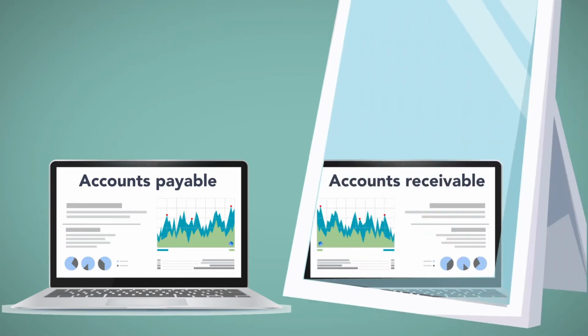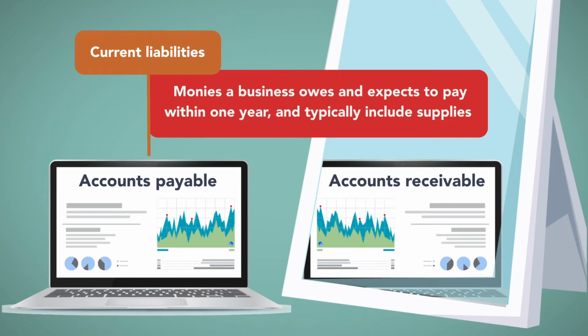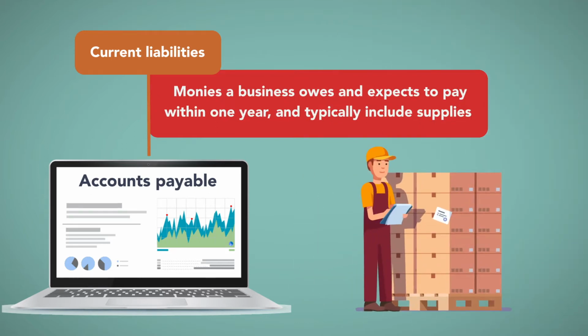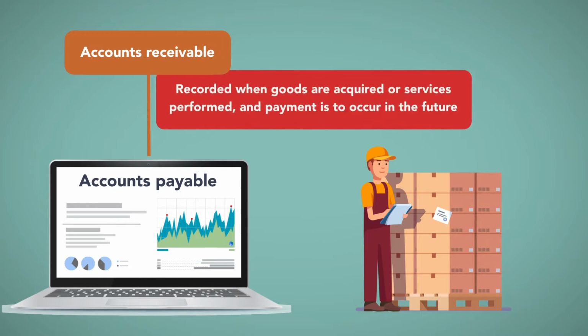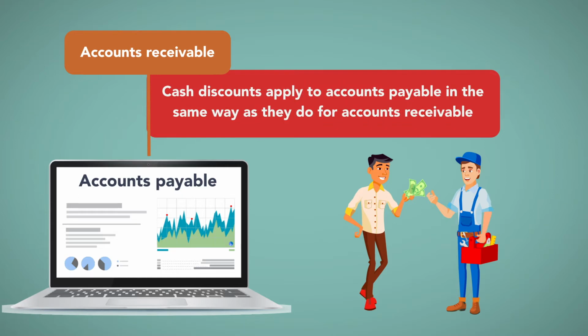Accounts payable, another current liability, are the mirror images of accounts receivable. As current liabilities, they are monies a business owes and expects to pay within a year. They typically include supplies. Accounts payable are recorded when goods are acquired or services performed, and payment is to occur in the future. Cash discounts apply to accounts payable in the same way as they do for accounts receivable.